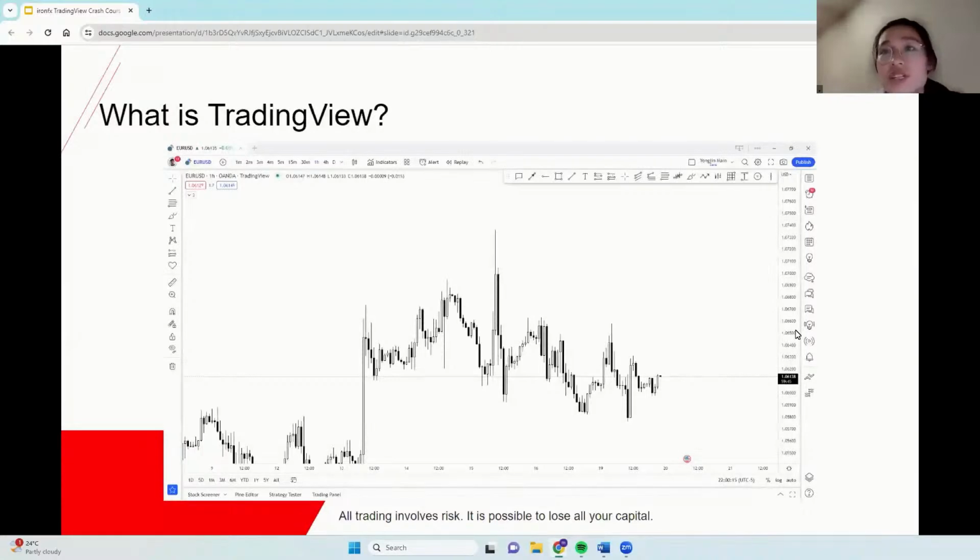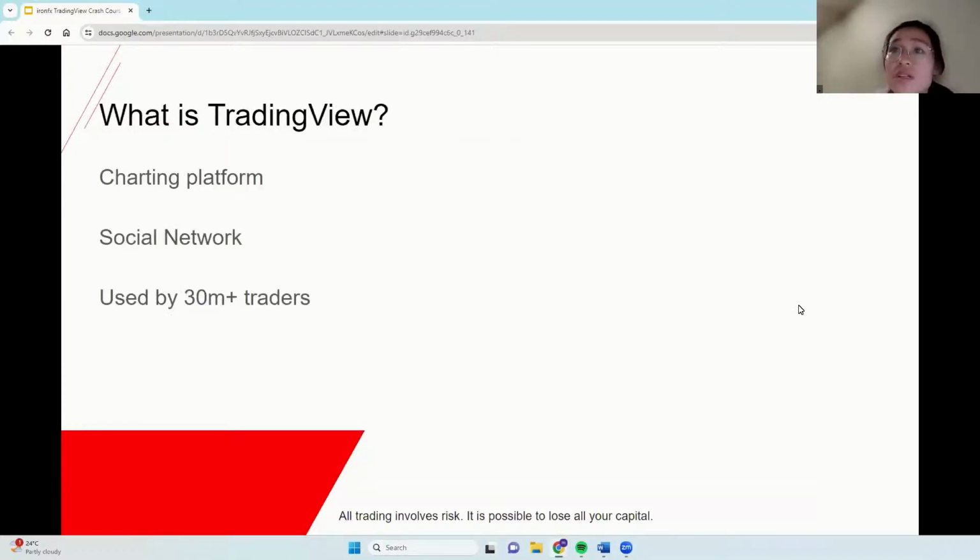Okay, so obviously TradingView is just something you use when you are trying to figure out whether you should buy or you should sell, to conduct your technical analysis, be it on Forex or even on your stocks. So it's a charting platform. It's also a social network since it does give you the opportunity to comment on others' charts and analysis, and also take a look at what other traders are trading. And it is used by 30 million plus traders.